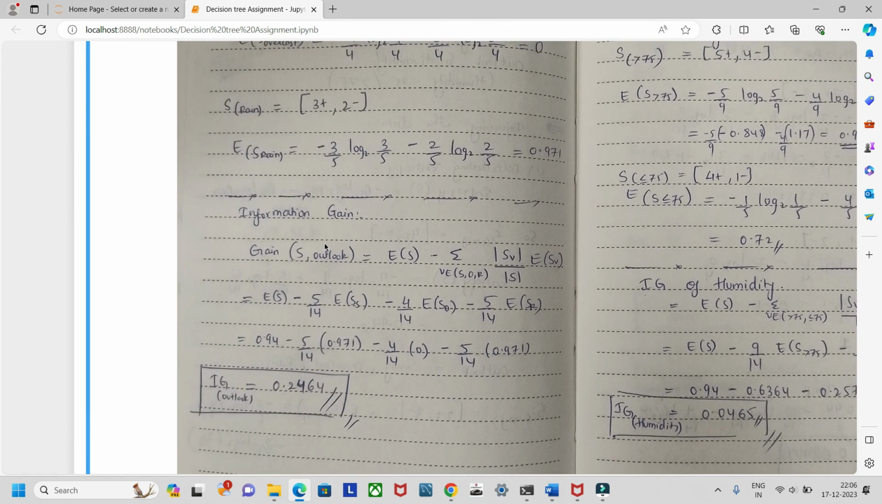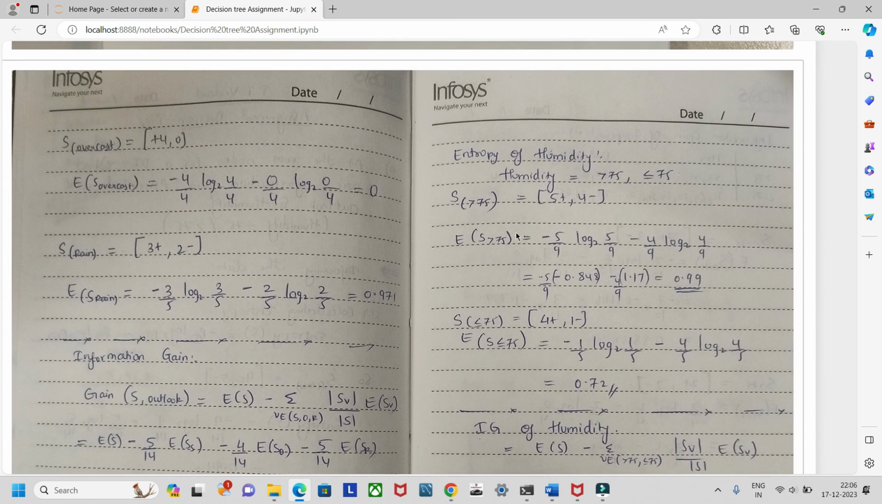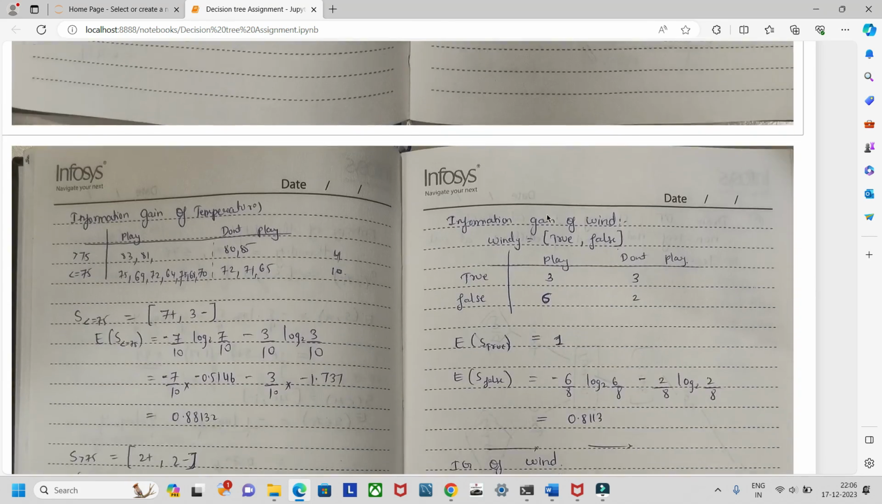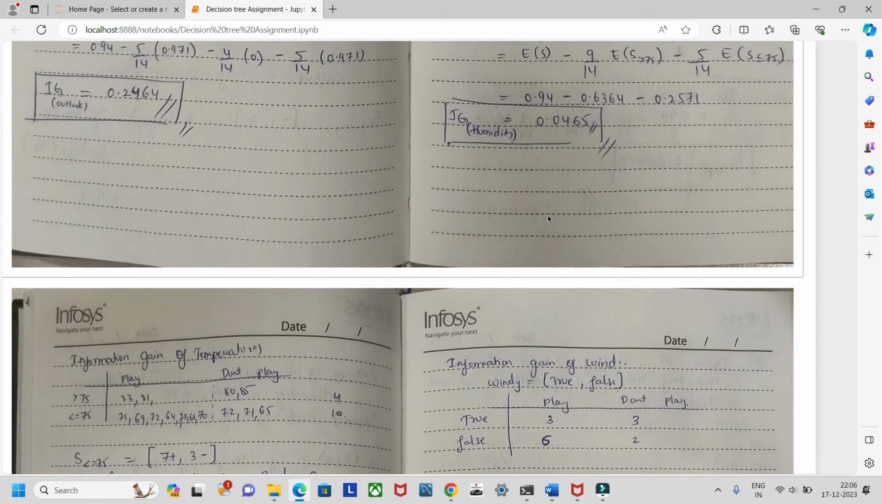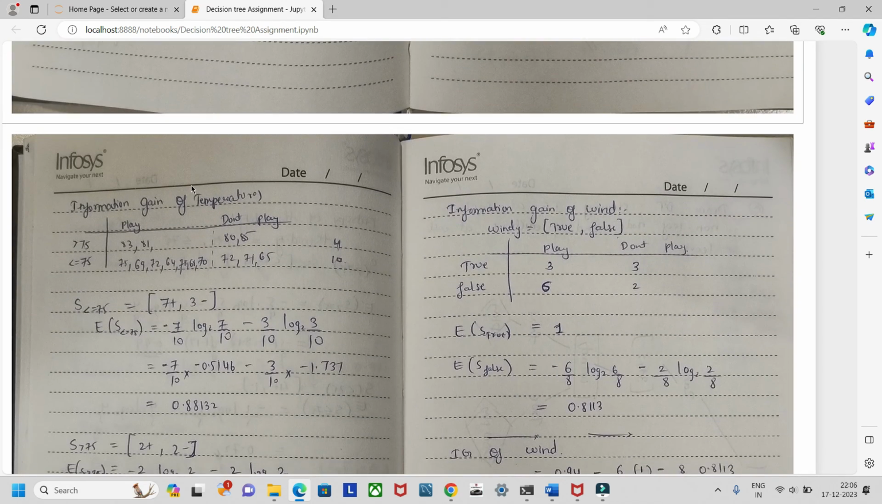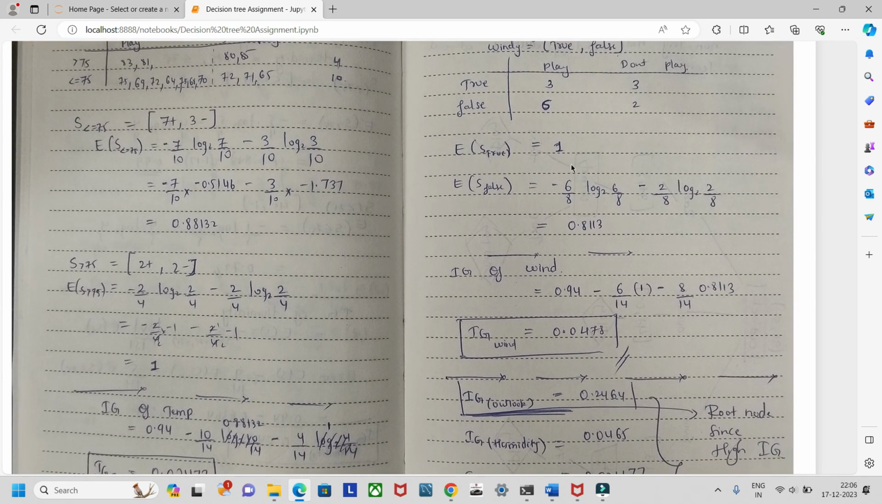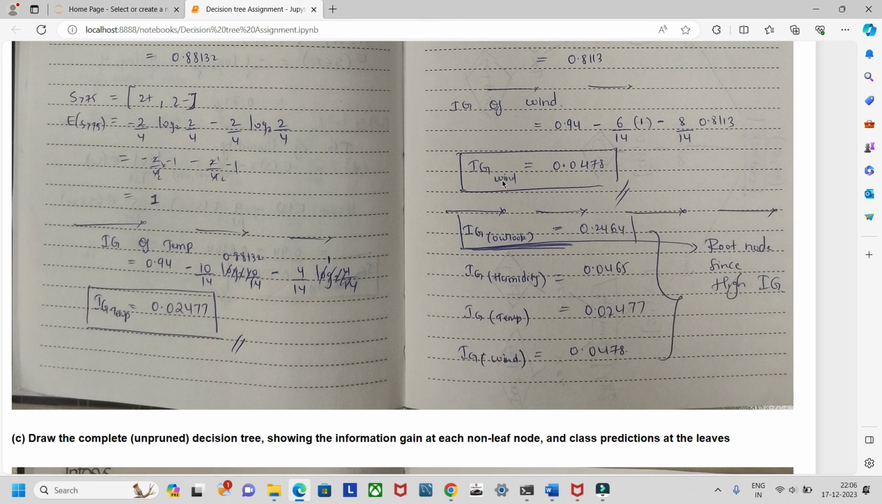Similarly, we calculate the entropy and information gain of humidity, information gain of temperature, and information gain of wind. When you get the information gain of all the 4 features, you will find that the information gain of outlook is highest. So this is the root node basically.